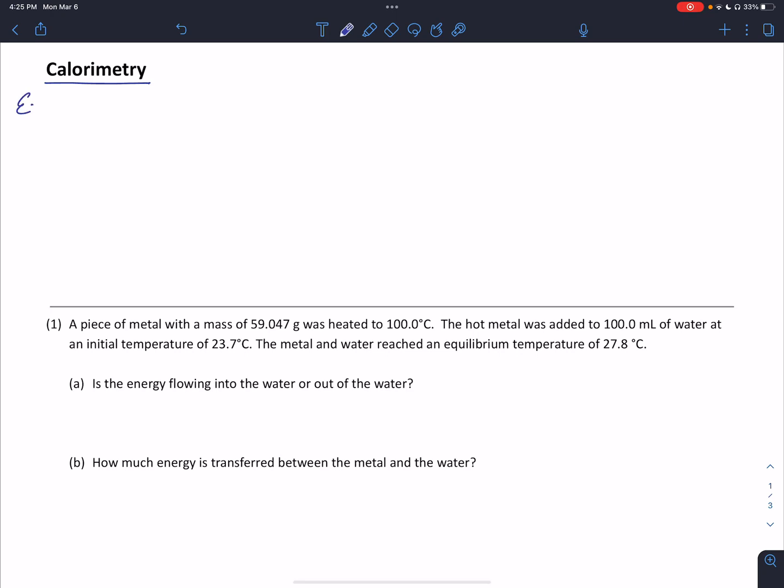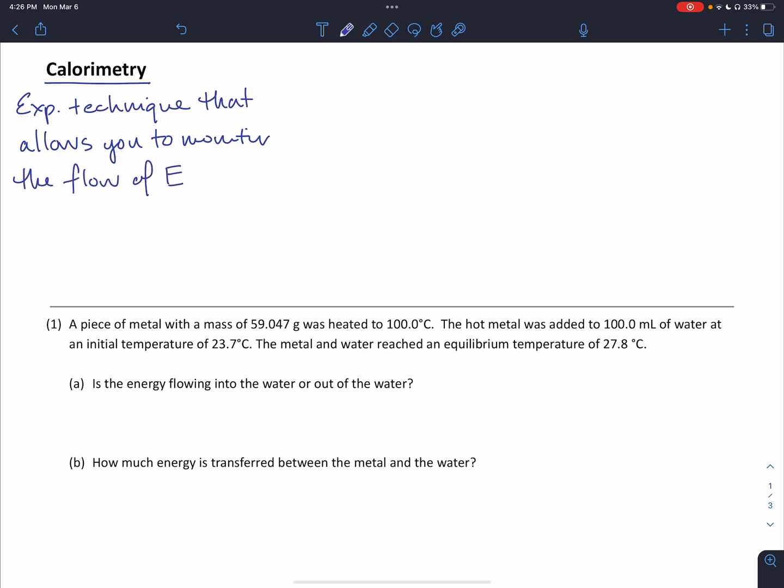All right, so calorimetry is an experimental technique that allows you to monitor the flow of energy, and that can be between objects or due to a reaction. We are going to actually look at examples of each.